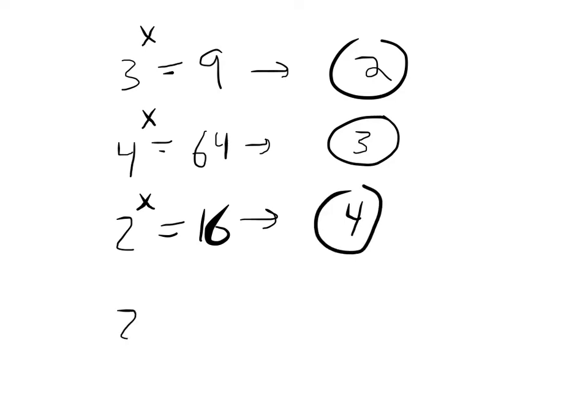How about if I give you something though like 2 to the x equals 15.38? What can you say here? Well, I know 2 to the 4th is 16, so x is probably going to be less than 4. 2 cubed is 8. So x is going to be somewhere between 3 and 4. Where between 3 and 4? Well, we're not sure.